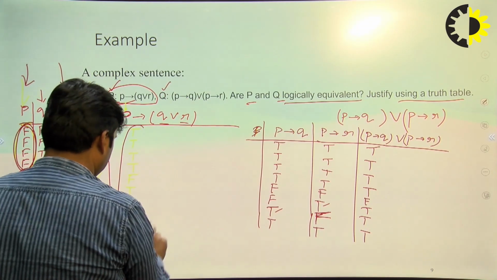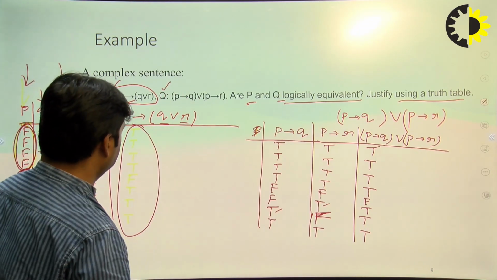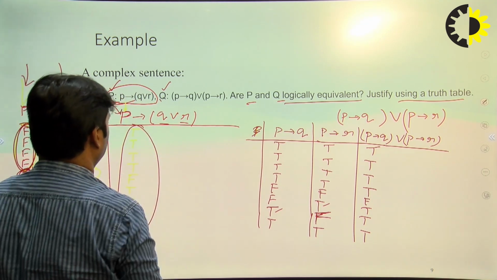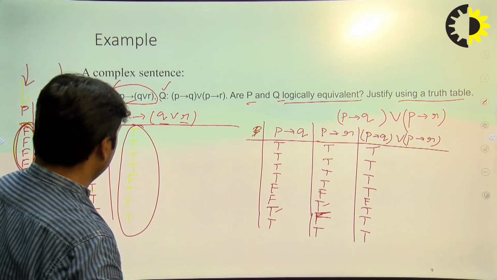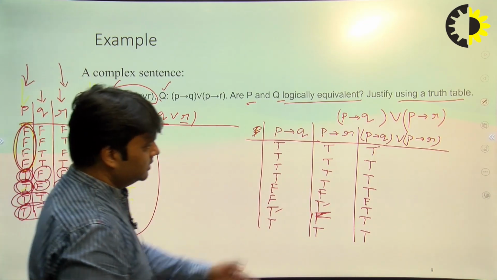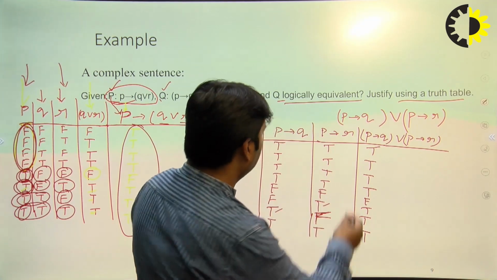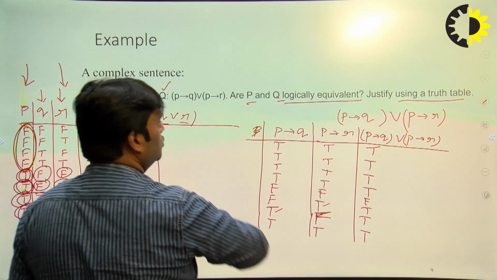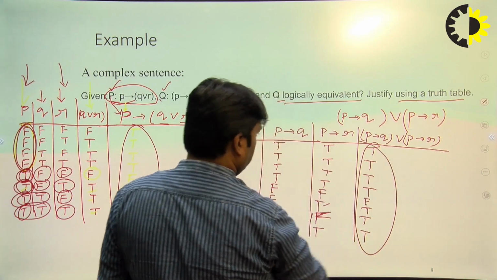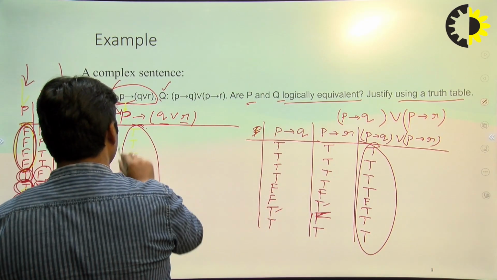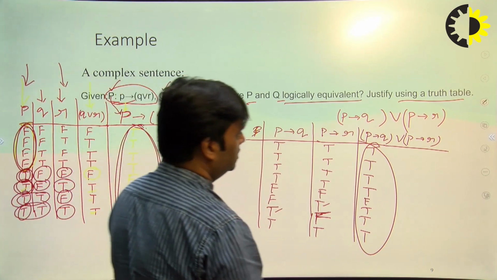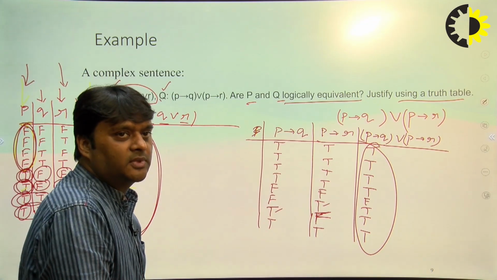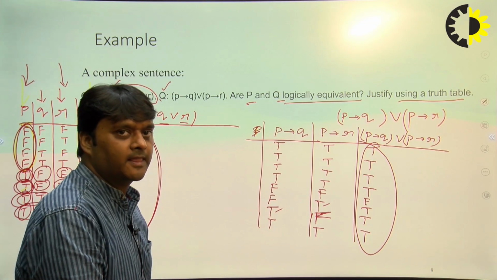Here we see that the output of both, for Q and for P, is true, true, true, false, true, true, true, true, true, true. Both the values are the same. These are logically equivalent.